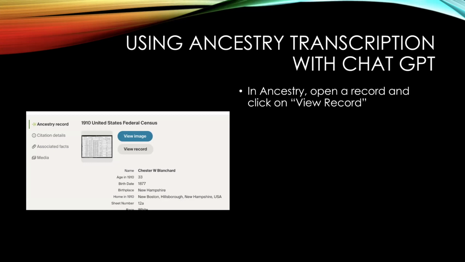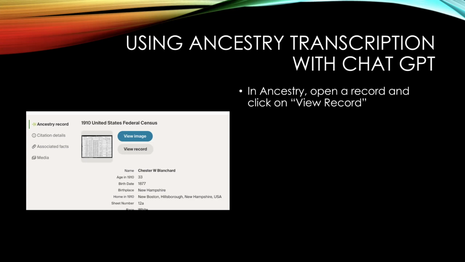So I went into Ancestry, clicked on several census records on Charles Blanchard. And if you notice here on the example that I have, that 1910 census, somebody looked at it and thought his name was Chester. And ChatGPT can actually work with that if you tell it that this is really Charles, not Chester.